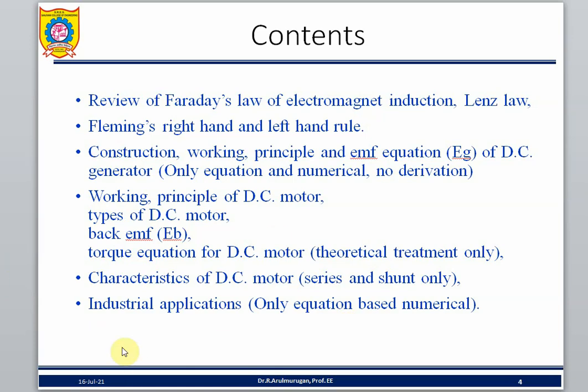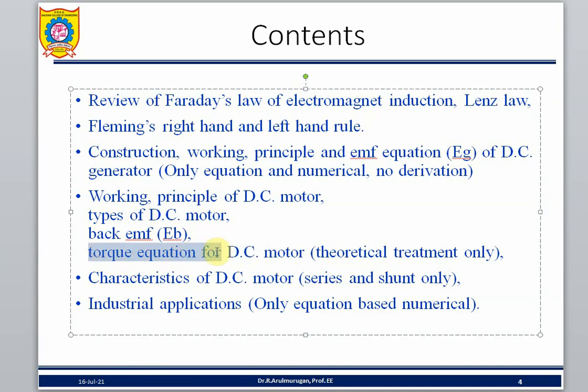Okay, let's go with these three topics. One is the torque equation for DC motor. Then the second one is the characteristics.